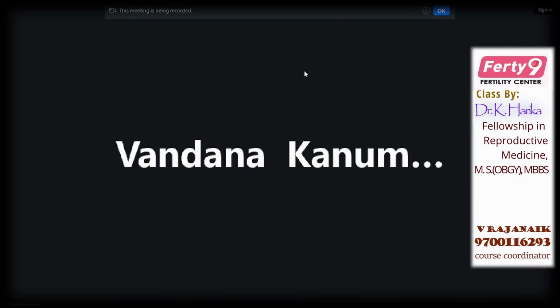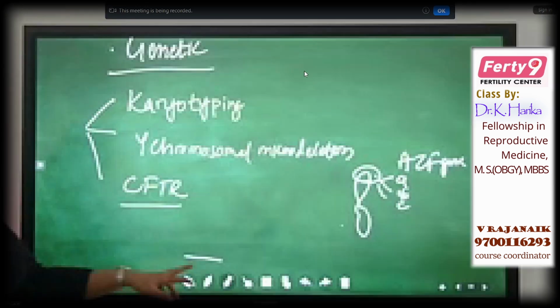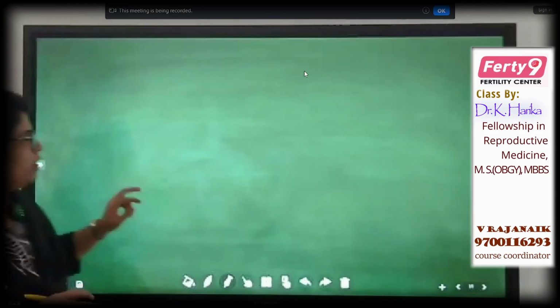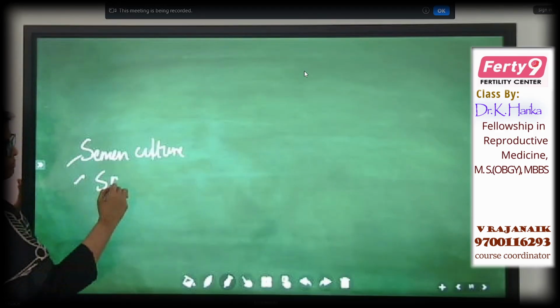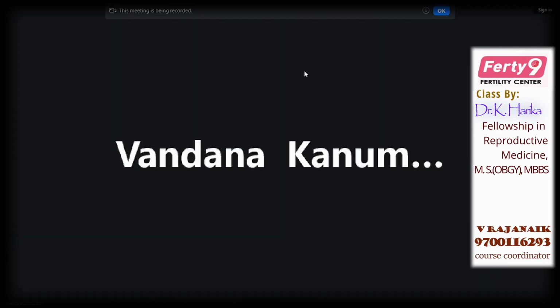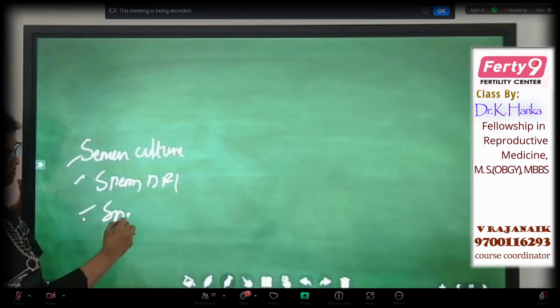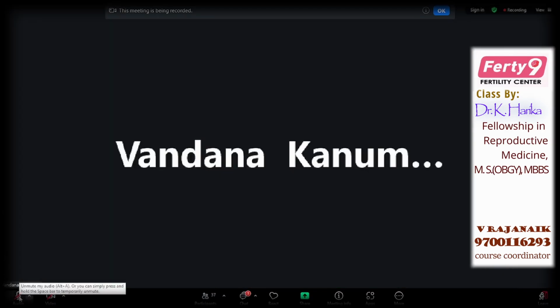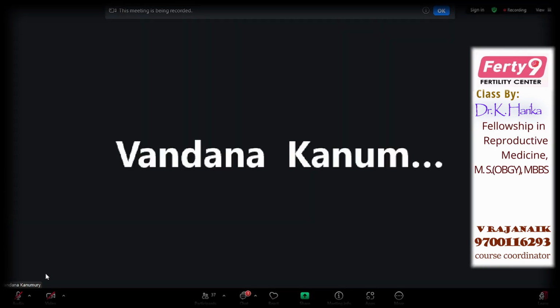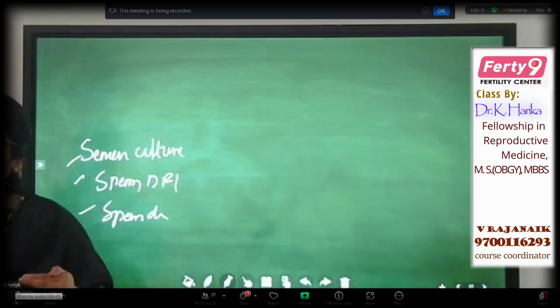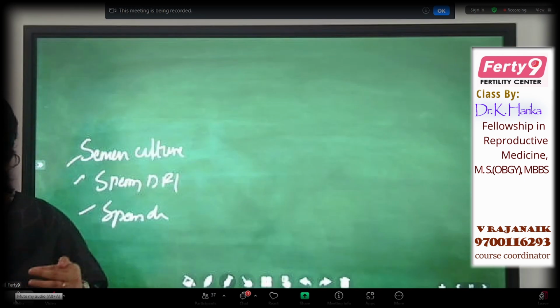So this is related to genetic testing, and there are some other tests like semen culture, sperm DFI, and sperm chromatin function test. Usually these will be dealt with in a separate class. Culture is nothing but, if there is any infection, we can make it out and accordingly suggest an antibiotic course to the patient.